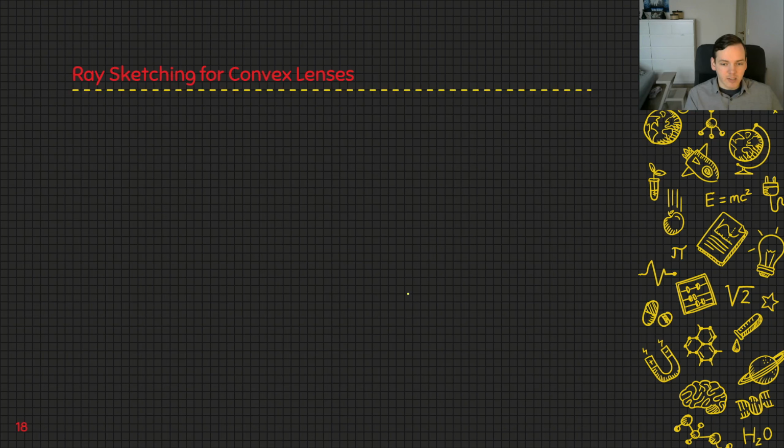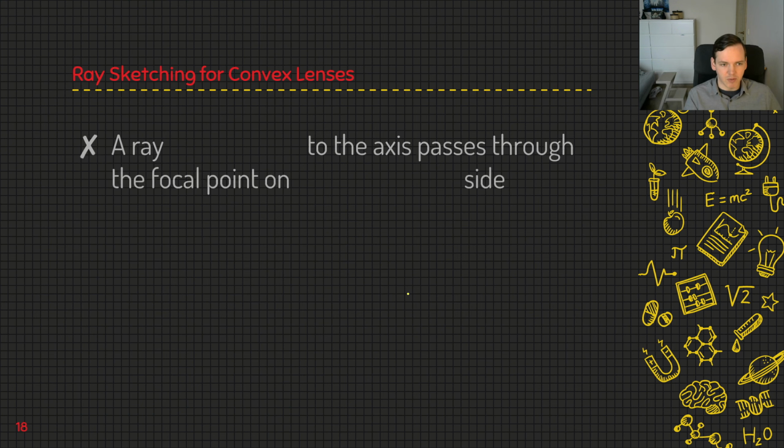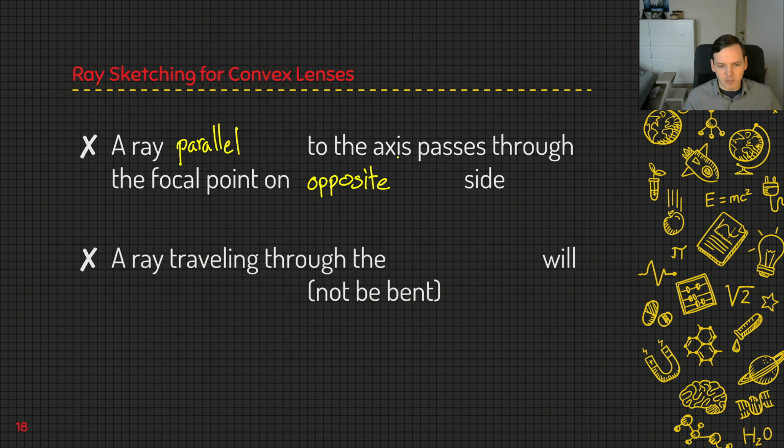So if we're going to sketch the rays for convex lenses, here are the rules we want to follow. A ray that is traveling parallel to the axis is going to pass through the focal point on the opposite side. If a ray is coming in a straight line parallel to the axis, the line that goes through the middle of the lens, then it's going to go through the focal point on the opposite side.